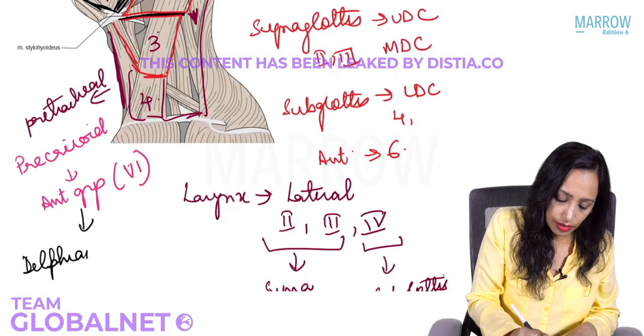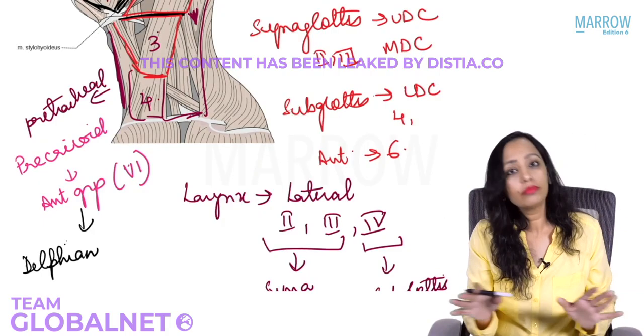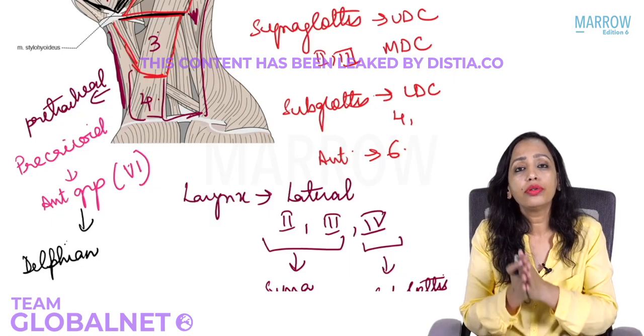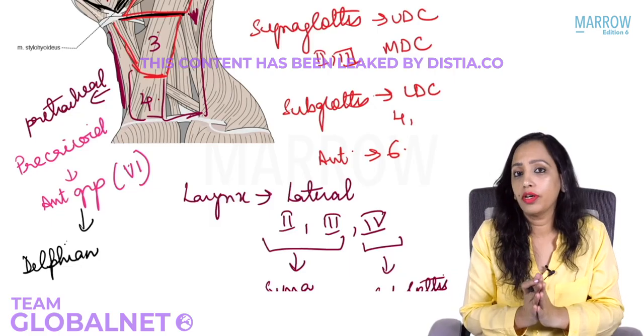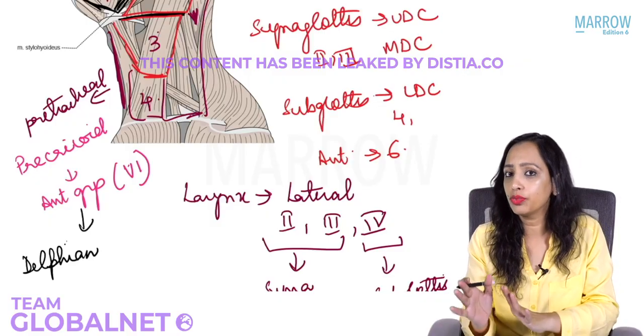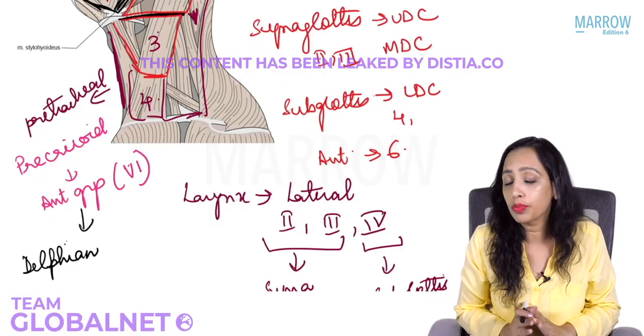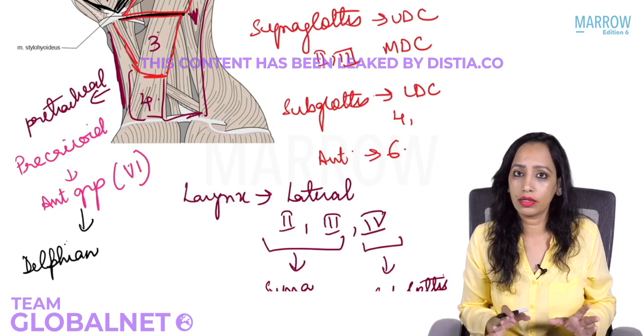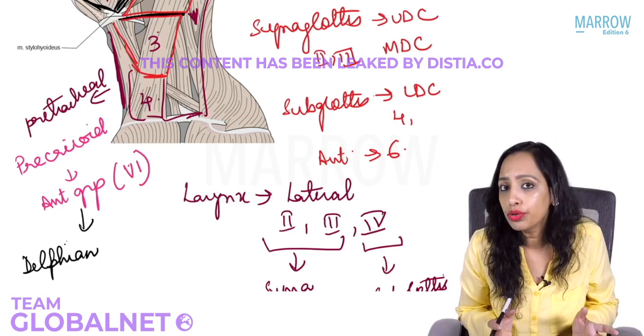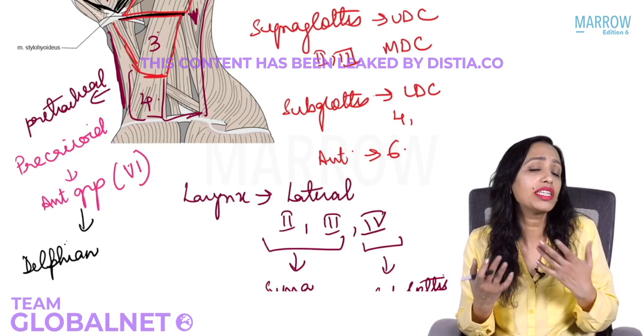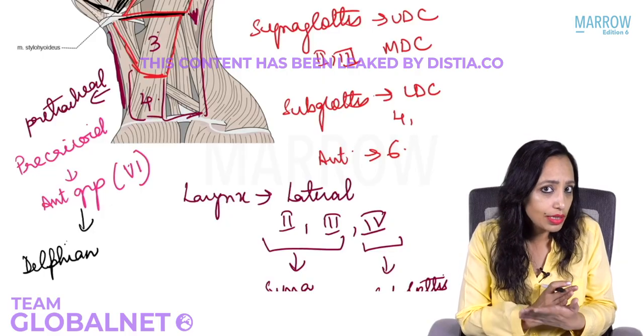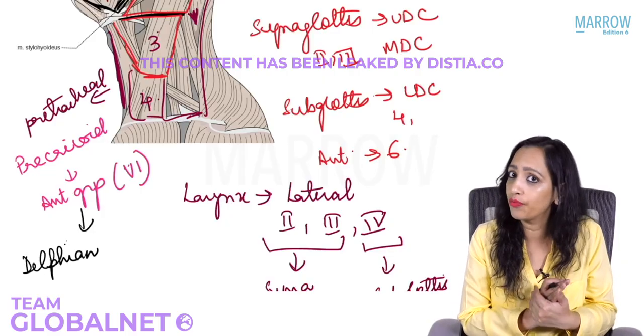Delphian. So, to summarize, the larynx drains into the lateral group of lymph nodes and the Delphian lymph nodes. Is that clear? Which part drains into which? You know: maximum is supraglottis, least is glottis. The subglottis drains into the lower deep cervical and Delphian nodes. What is Delphian? Delphian is level 6, that is the anterior group of lymph nodes.